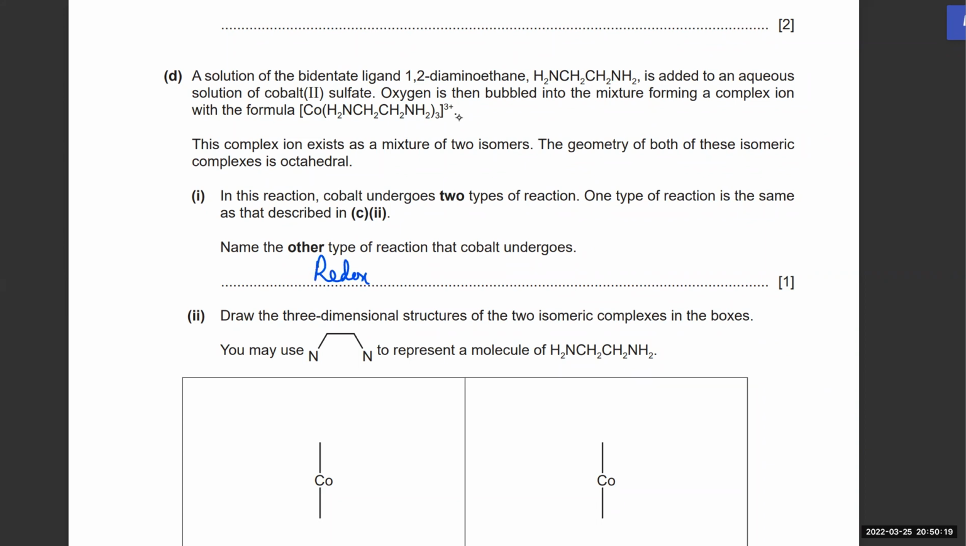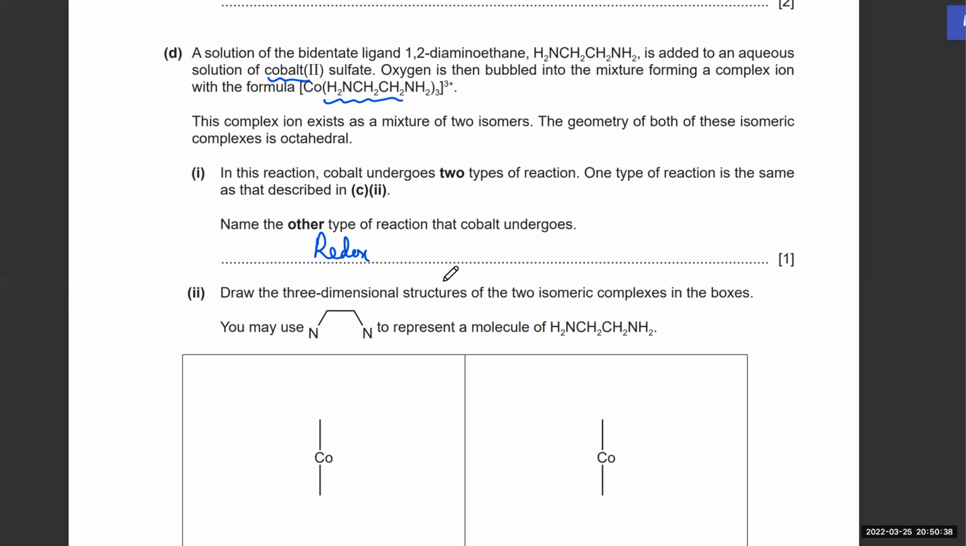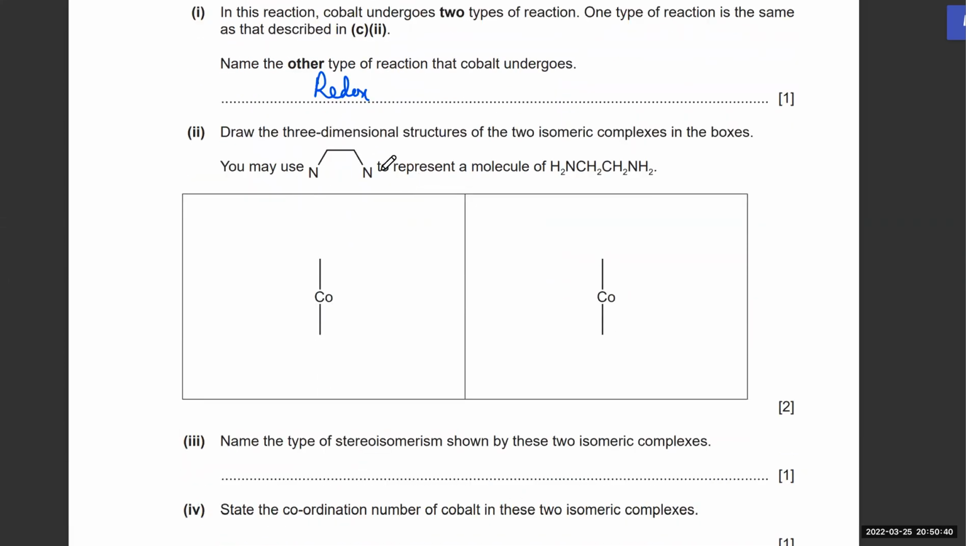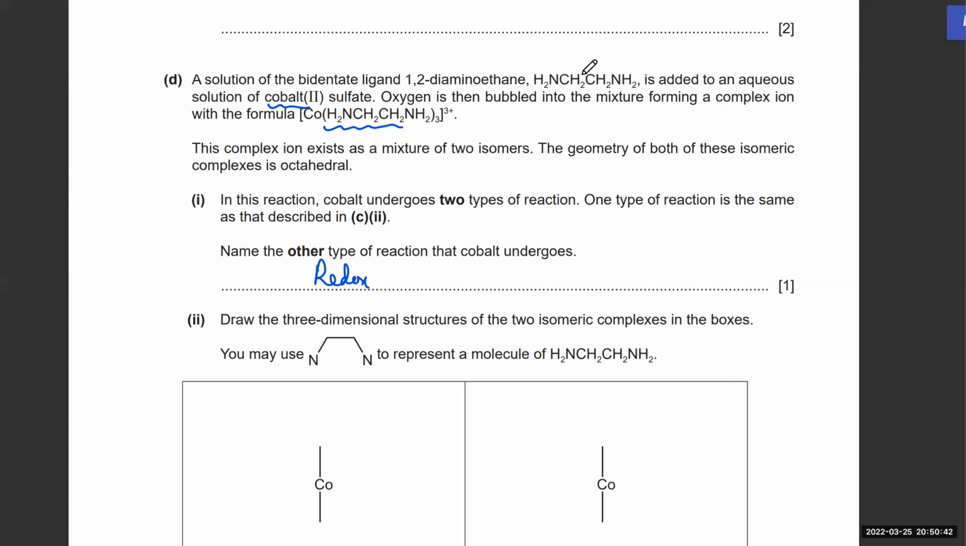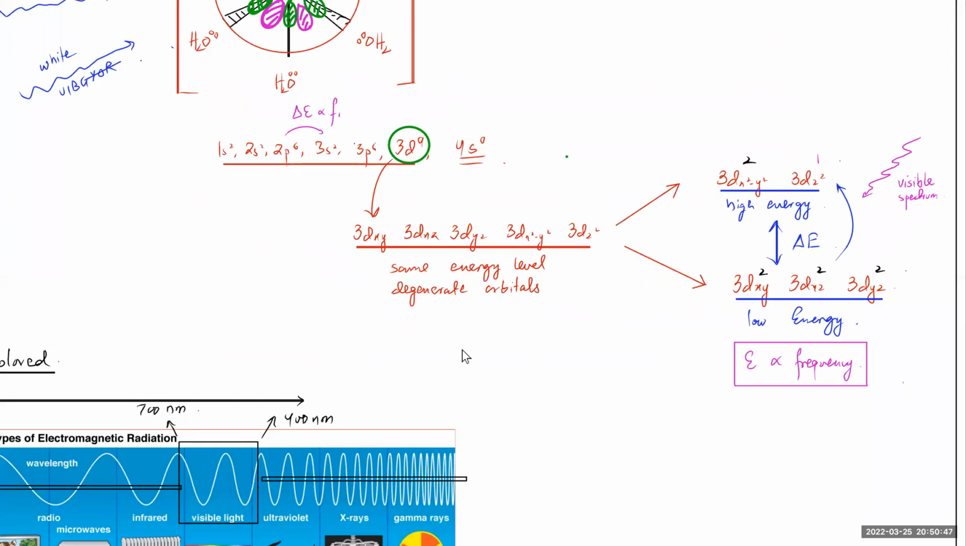Because remember, initially cobalt was +2, but now over here cobalt is +3. How did I figure out it's +3? Because this molecule was neutral, so the charge is coming from cobalt, not from this molecule. And he's talking about the bidentate ligand, this one, which is CH2. He's drawn the skeletal formula of this. And again, this is going to be the same question, bidentate ligand.